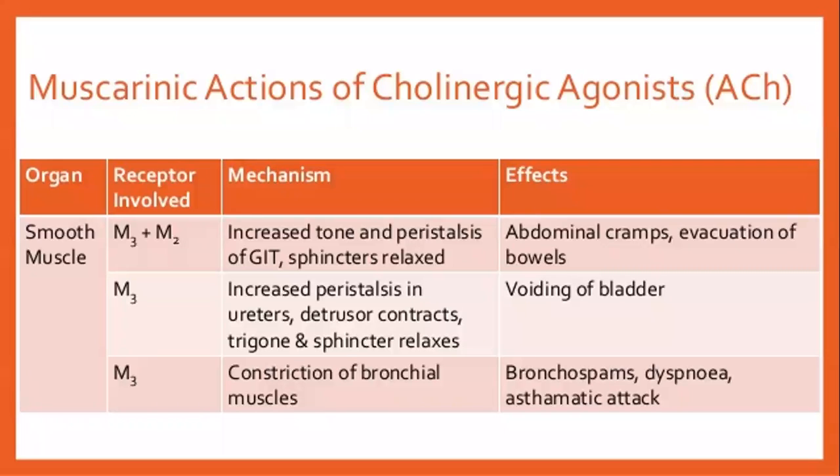Note down, the lower urinary tract consists of two phases of activities: the storage phase and the voiding phase. Storage phase is nothing but the storage of urine in the urinary bladder. What is the voiding phase? Voiding phase means the urine is released outside through what? The urethra.